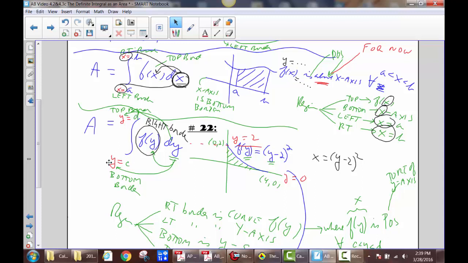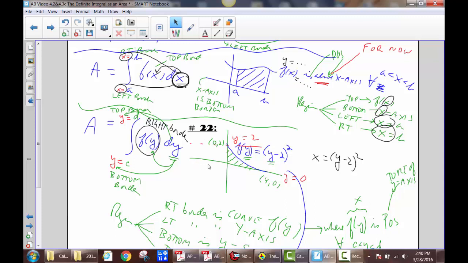So now what happens is this no longer represents the left border because that's x equals a. It represents the bottom border, which is y equals c. Up on top, you have the top border, the horizontal line y equals d. The right border, instead of the top border, the right border is now your x equals f of y, and your left border is now the y-axis instead of your bottom border being the x-axis. Okay, so it's all switched around.